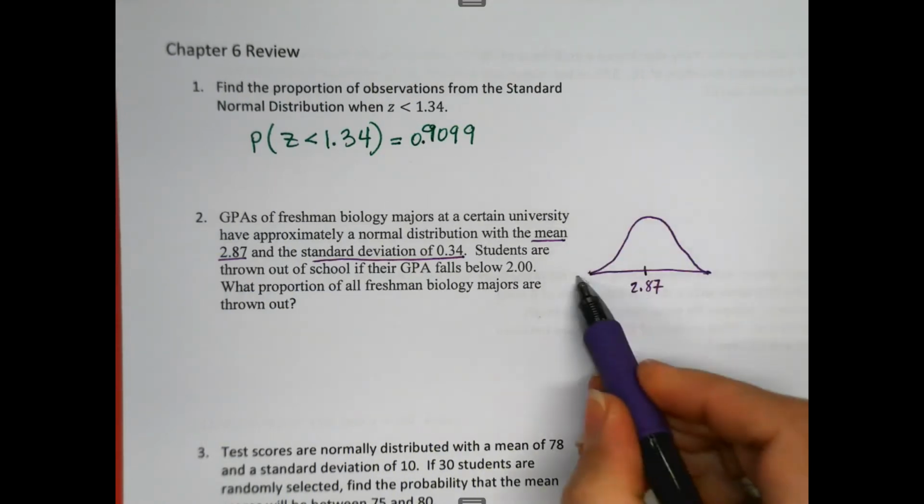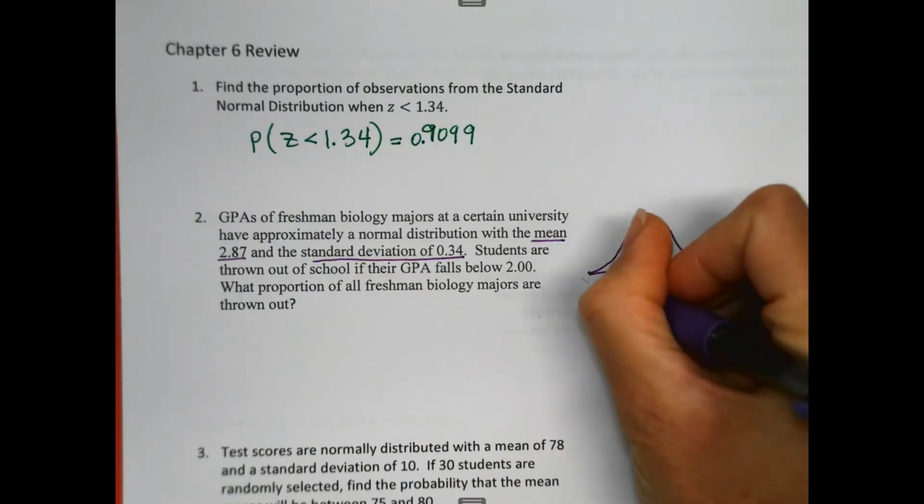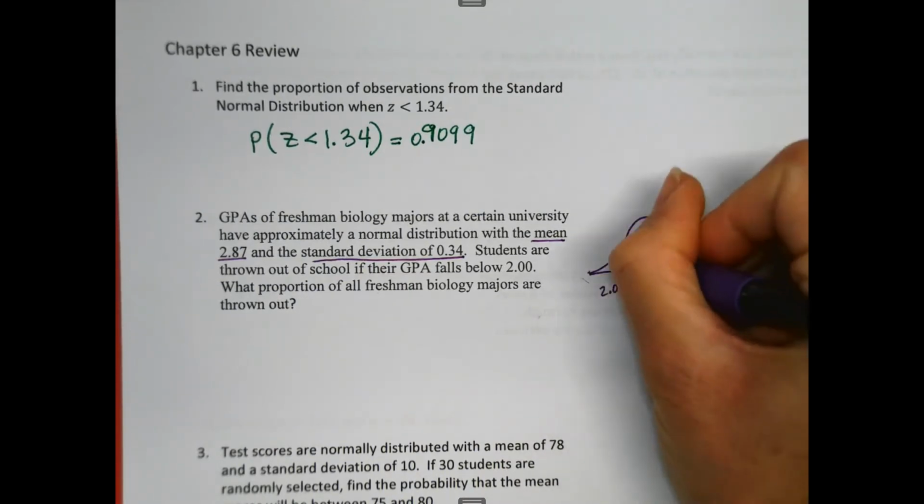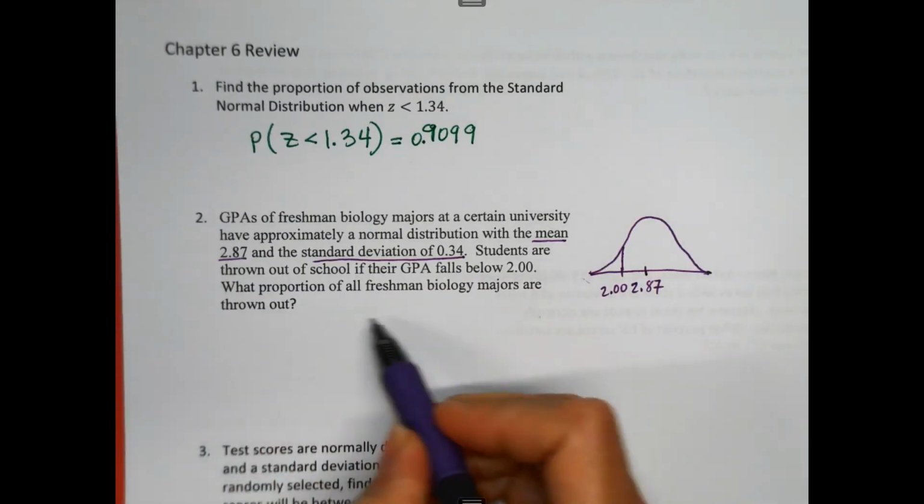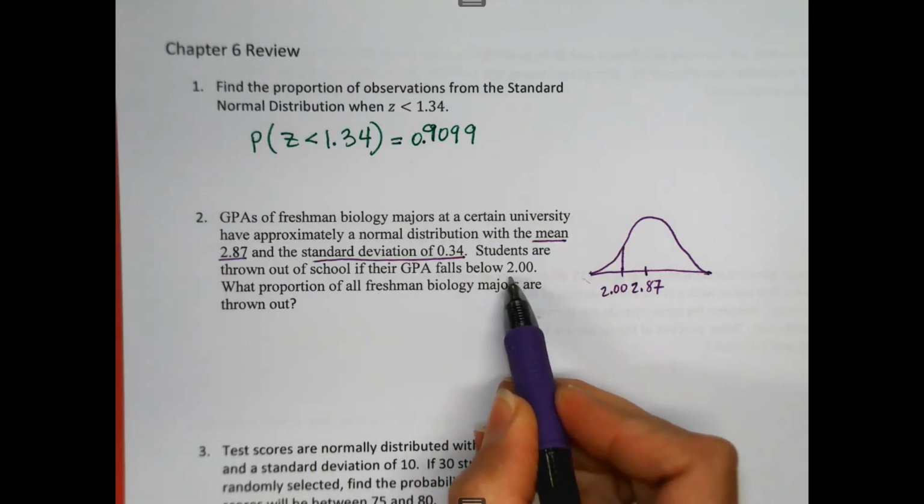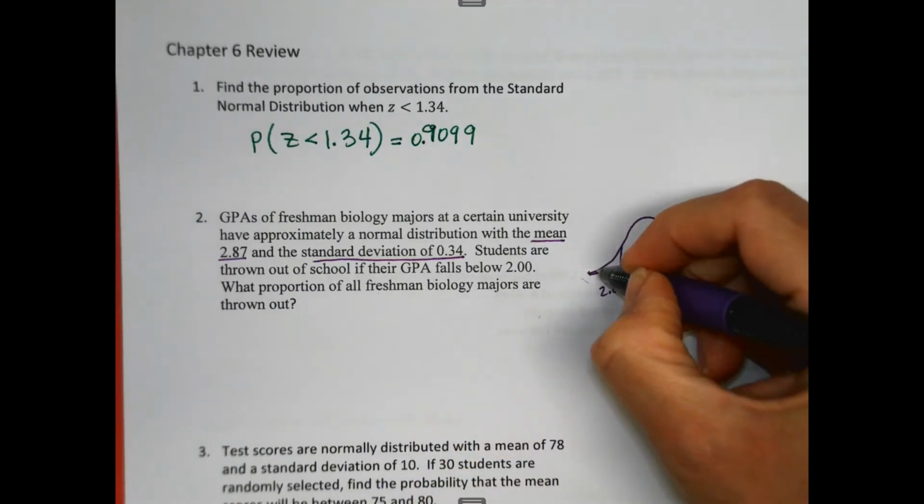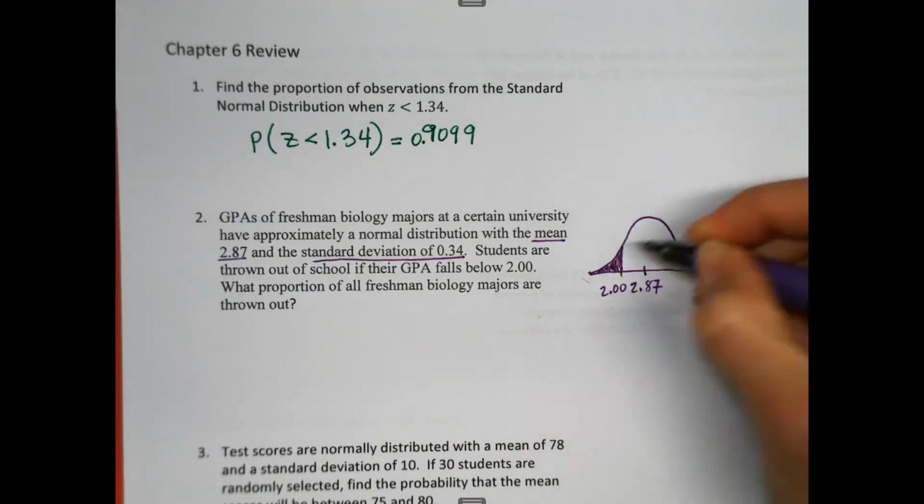2.00 is smaller than 2.87. Think of the bottom here as a number line. It's to the left. So I'm going to put 2.00 over here. And then since it said if their GPA falls below 2.00, we need everything that is to the left of 2.00. So I'm going to shade that area.